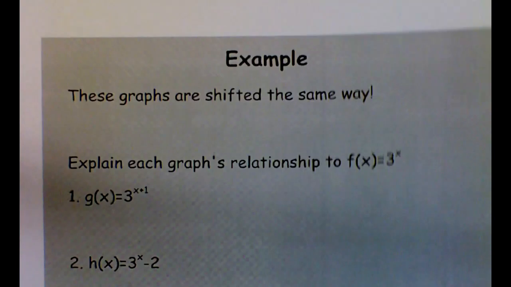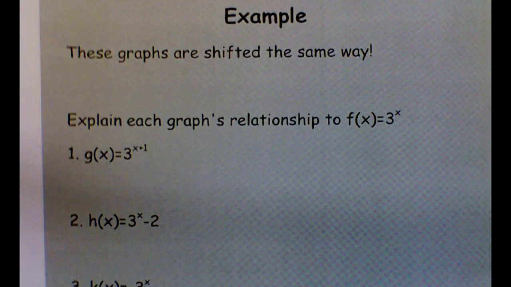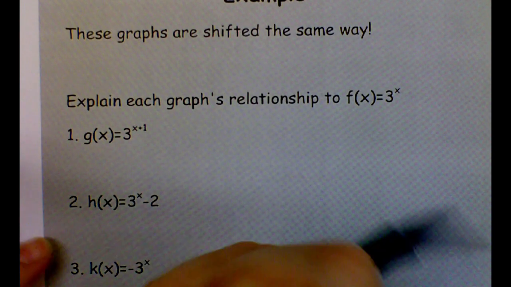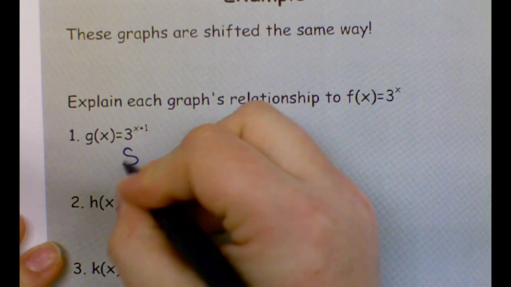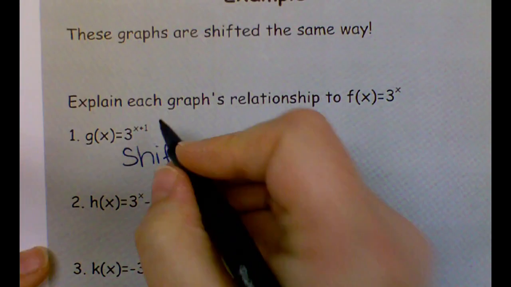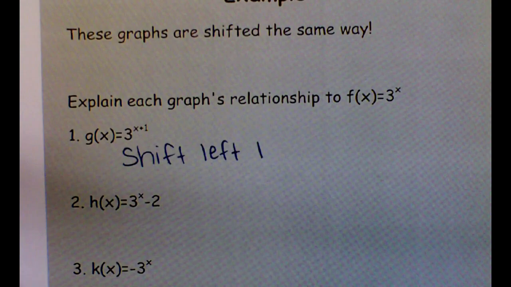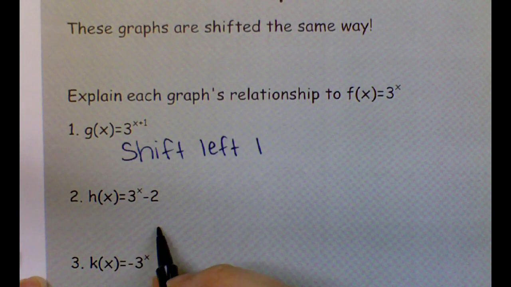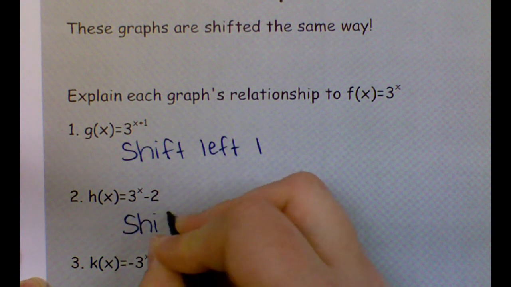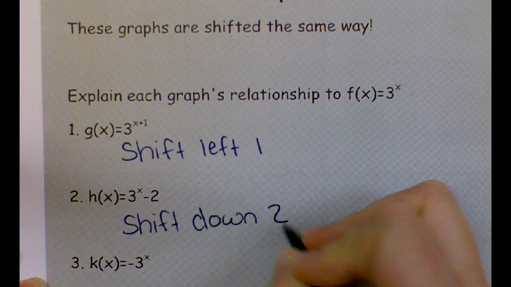All right, so these graphs are shifted the same exact way. So if I'm working with f of x equals 3 to the x power, if I put a plus 1 up with the x, that is still a shift. It's in with the x, so it's left and right. It says plus, so it's left 1. h of x is 3 to the x power minus 2. Well, that's outside, so it's a shift up or down. It's minus, so it's down 2.